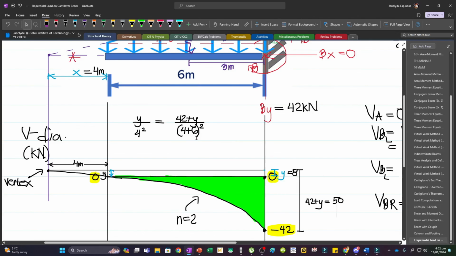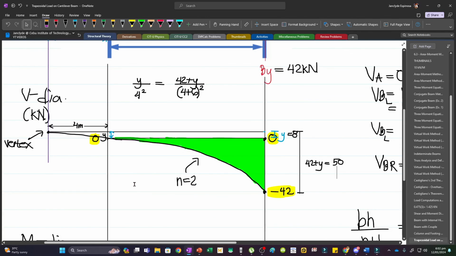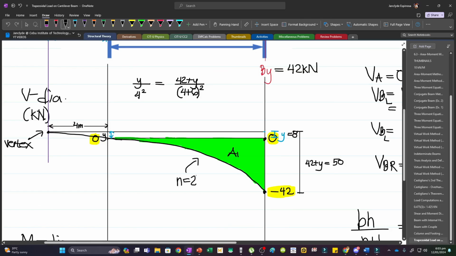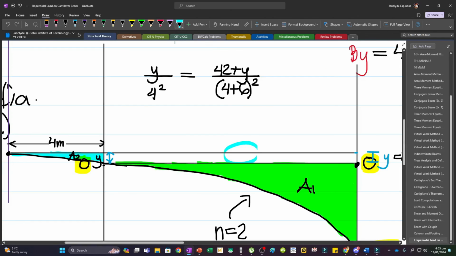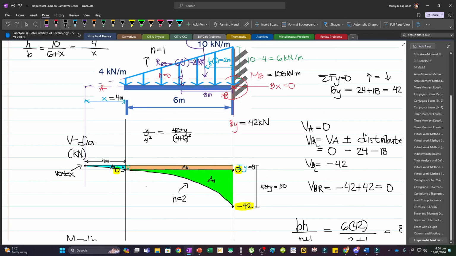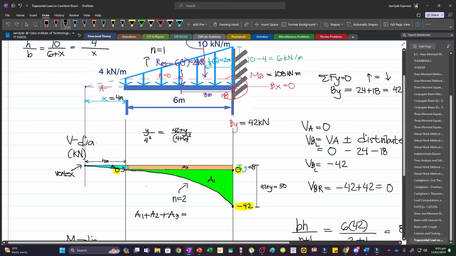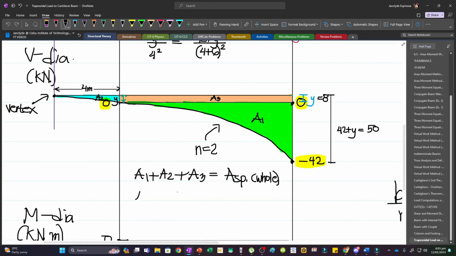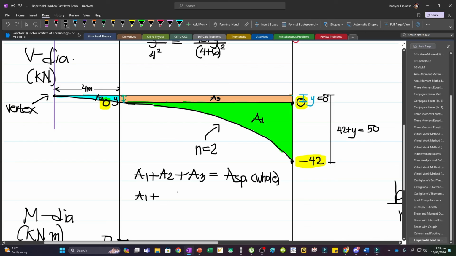And so let's try to label our areas. Again, the area of the shear diagram is only this green area. And then this, let's say this is A1, and then this smaller spandrel, let's say that's A2, and then this rectangular area, let's say that's A3. And so we can say that area 1 plus area 2 and then plus area 3 will be equal to the area of the whole spandrel. And so this is the area of the whole spandrel. Now let's say our A1 is unknown. And so we have A1 and then plus A2, which is this area. Now that's the area of the smaller spandrel.